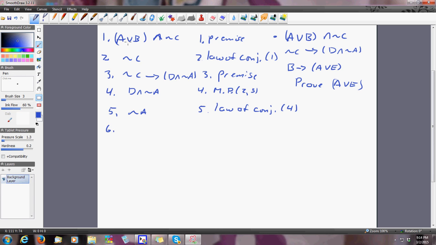Number 6, if I go back to number 1, I use this. Well, I didn't really use that. I used this because I knew that this was an and, right? Which means I still have this kind of floating about in space. So I'm going to now use that. I'm going to say A or B, which was law of conjunction again, on number 1.